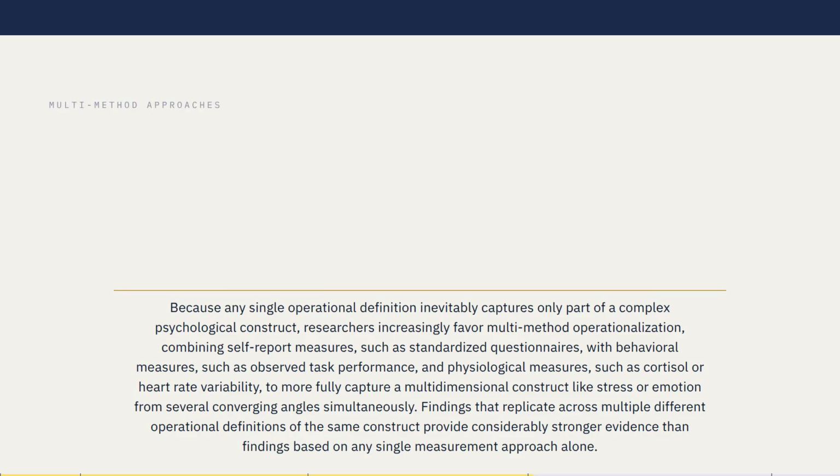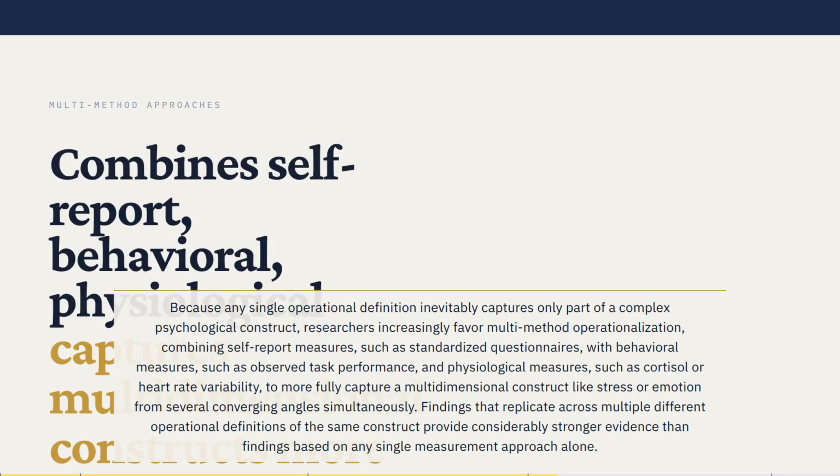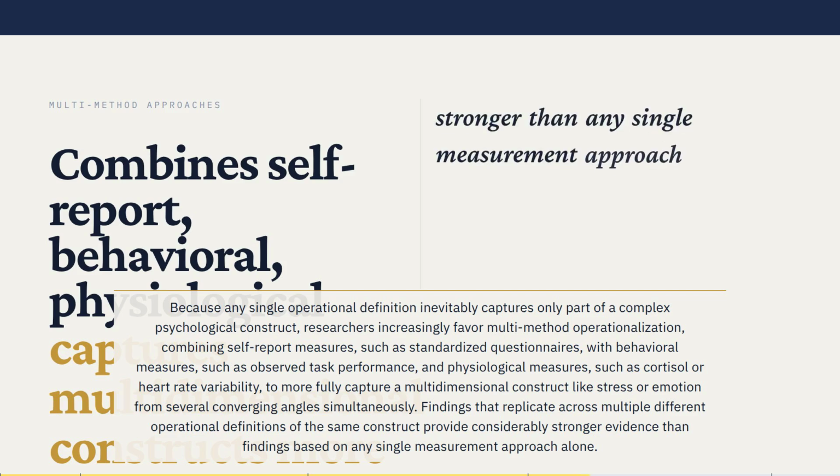Because any single operational definition inevitably captures only part of a complex psychological construct, researchers increasingly favor multi-method operationalization, combining self-report measures, such as standardized questionnaires, with behavioral measures, such as observed task performance, and physiological measures, such as cortisol or heart rate variability, to more fully capture a multidimensional construct like stress or emotion from several converging angles simultaneously. Findings that replicate across multiple different operational definitions of the same construct provide considerably stronger evidence than findings based on any single measurement approach alone.